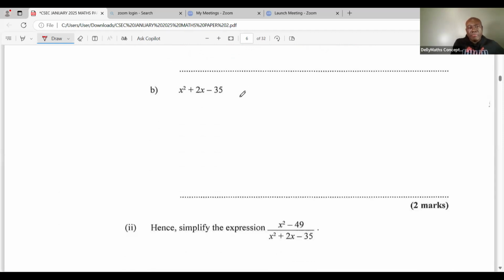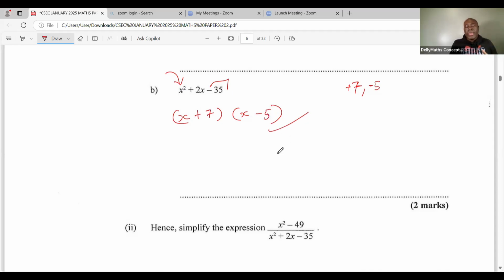Let's take a look at this. Well, whenever we're factorizing these, all we have to do is open two brackets. Because the coefficient of the square is 1, we definitely know that we have x here and x there. We want factors of 35, which is 7 and 5, so that we can add them to get positive 2. That means my 7 will be positive and my 5 will be negative. So it's going to be plus 7, negative 5 for this one.